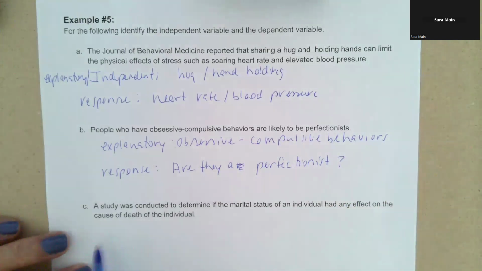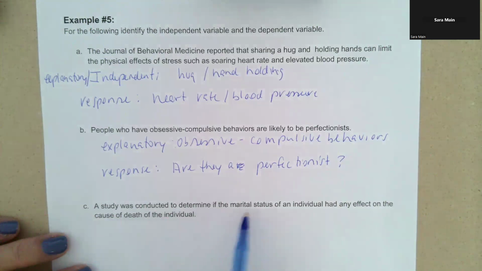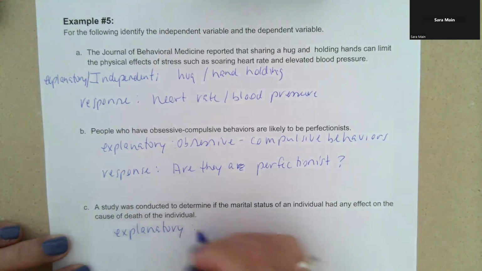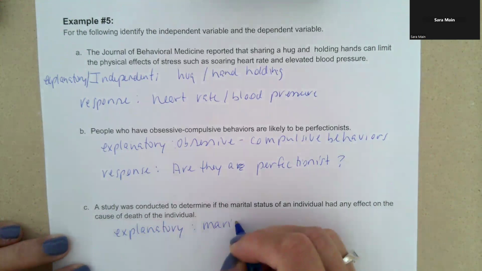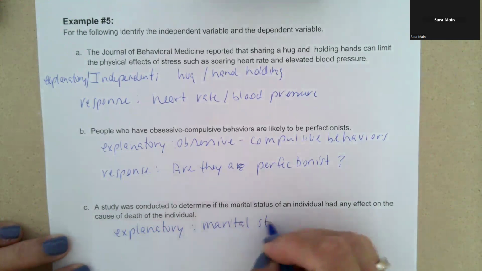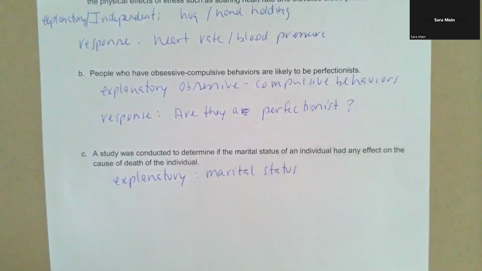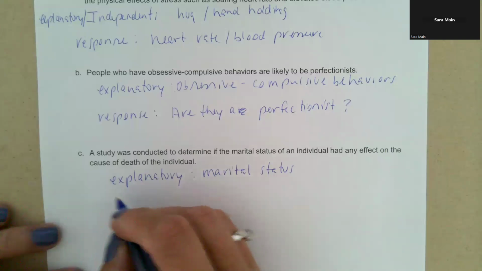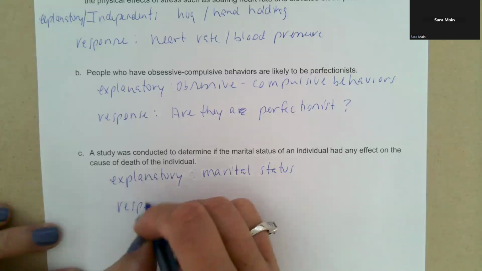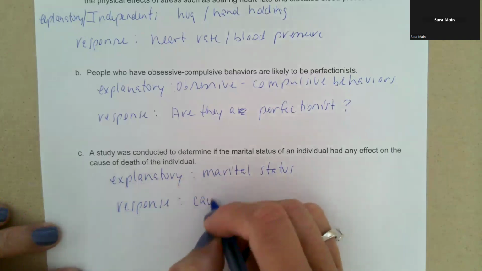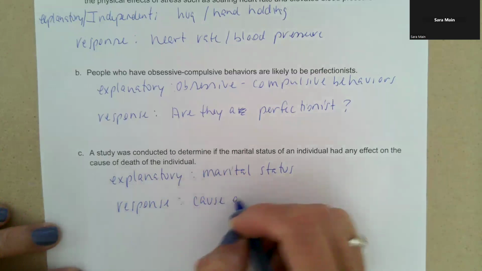And then C says, a study was conducted to determine if the marital status of an individual had any effect on the cause of death of the individual. So the explanatory variable is marital status. So are they married or not married? And are they saying that being married causes death or maybe not being married causes death? And then the response variable is cause of death.